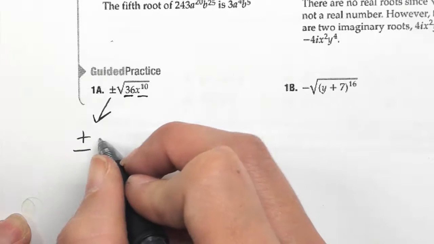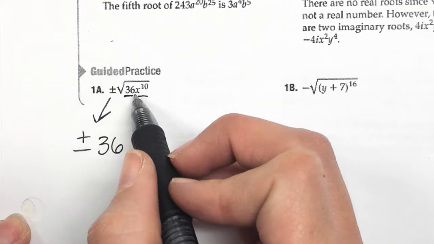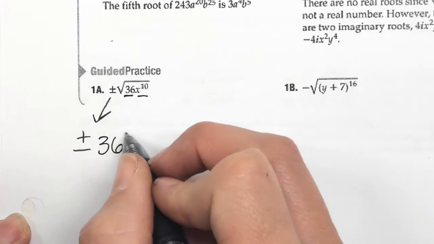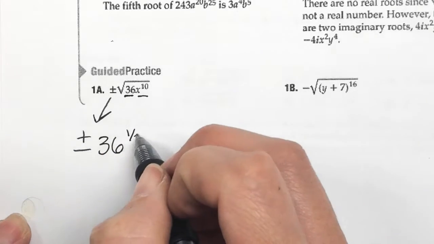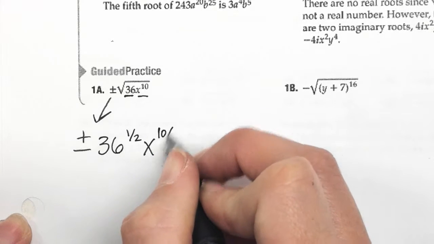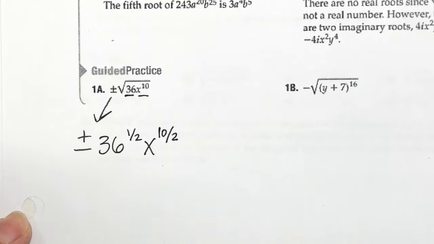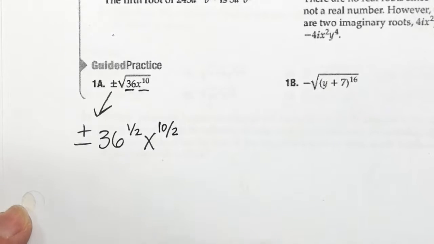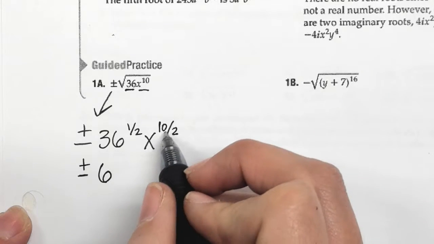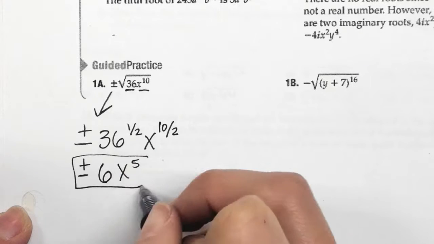So 36 would be 36. What's the power? 1, right? We don't see a power with the 36, so we know it's what? And what's the root? Good. And this would be x. What's the power? And what's the root? Good. And now we just simplify. 36 raised to the 1/2. Good. And x to the 10 over 2. Good job. That's it.